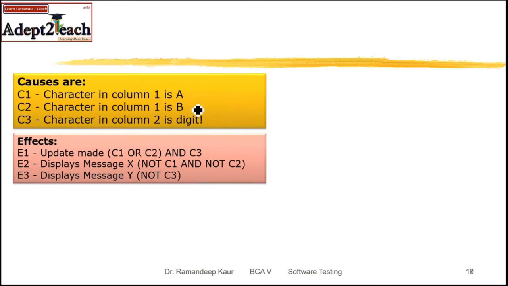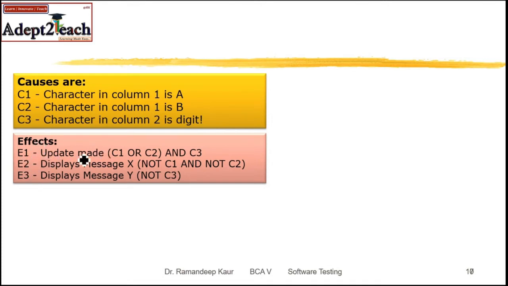So if I negate them, then I get a condition that A and B in column 1 are not there. I can negate C1 and C2. Likewise, if I have to tell the system that in column 2 there is no digit, then I can again negate C3. And if I have to say that all the 3 conditions are true, that means out of C1 and C2 only one will be true and C3 should be true, then the file will be updated. So I have made the effects like this.